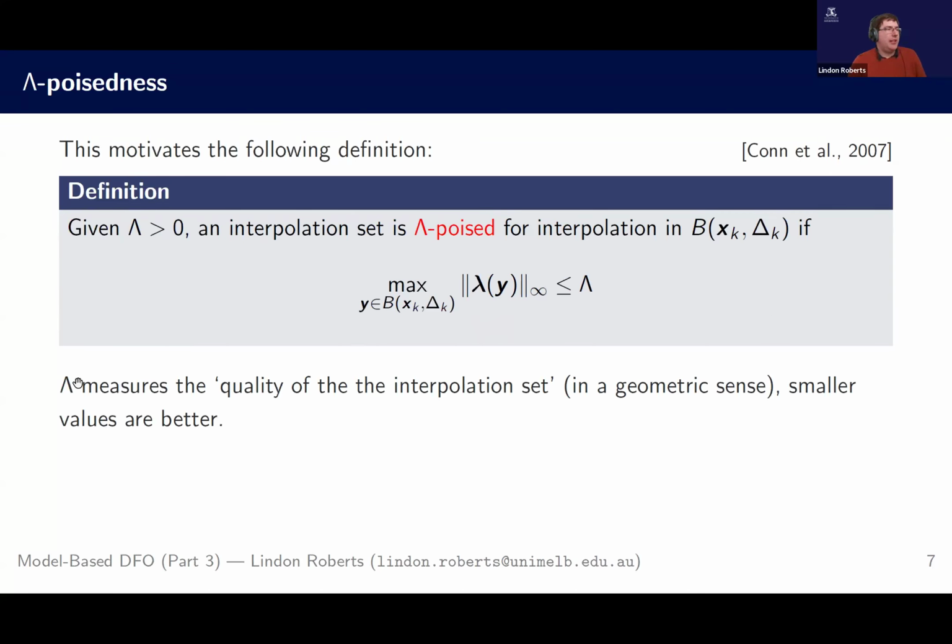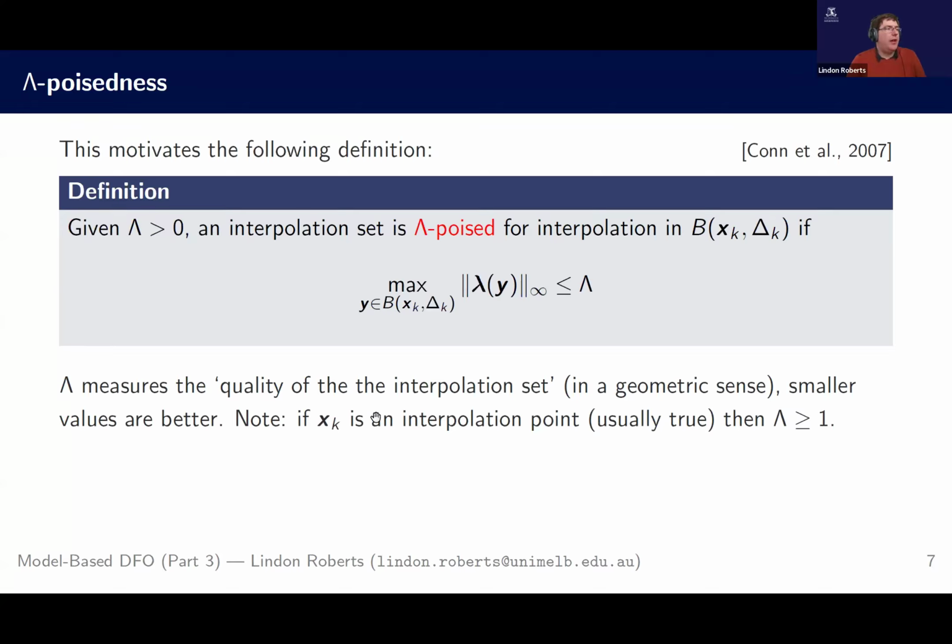So now this constant lambda is going to be a numerical value that measures how good the interpolation set is in a geometric sense. So lambda only depends on the particular interpolation points. It doesn't depend on the function or anything like that. It's a purely geometric notion. And smaller values of lambda are better in terms of error bounds.